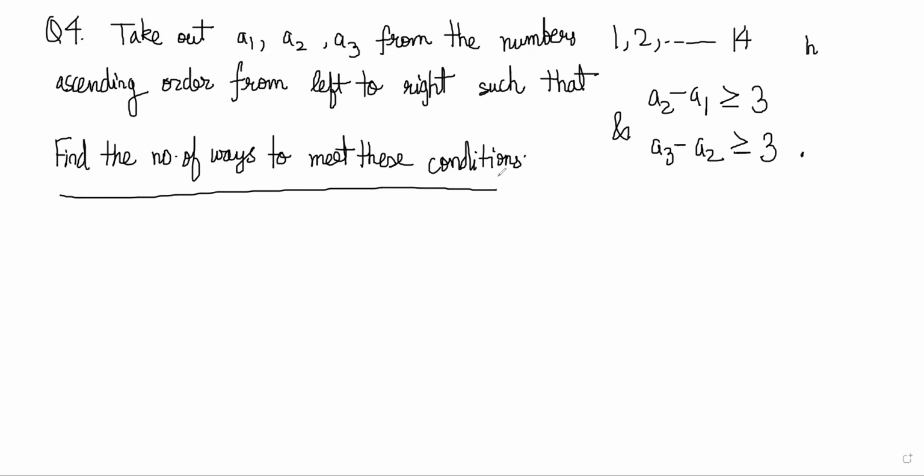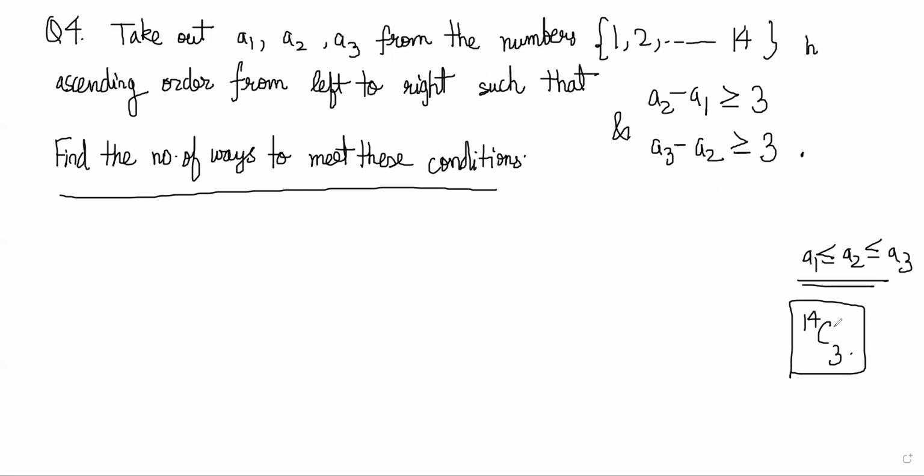Okay. So we have to pick out 3 numbers from the set 1 to 14 and in ascending order from left to right. So you will always have A1 less than or equal to A2 less than or equal to A3. That is the situation in which you are picking the numbers. Now, if the restriction was not there, obviously you could have picked any 3 numbers out of 14 and you would have said 14C3, and then you could have rearranged them in ascending order and said the lowest one is A1, the middle one is A2 and the highest one is A3, right? And that would have been fine.